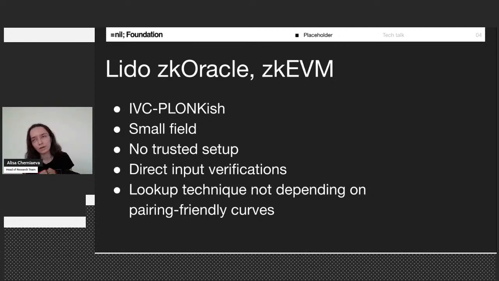It's an example of zkOracle, Lido. We can prove how we can transfer information from the consensus layer to smart contracts and zkEVM. Together, it's not so big an input because we can get it from some public ledger. And more importantly, there is repeatable calculation inside. So we can use IVC PLONK arithmetization. We have a small field, no trusted setup, direct input verification, and again a lookup technique which doesn't depend on pairing-friendly curves.